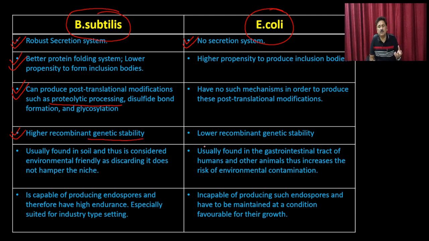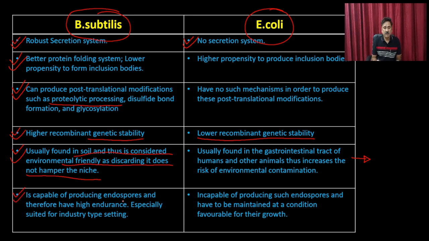This means it is going to keep the recombinant DNA intact for a very, very long time, whereas that is not possible in the E. coli system. Then it is also usually found in soil and is considered environmentally friendly, as discarding it does not hamper the niche, right, because it is present in the soil. So, when you throw this bacteria into the soil, it is not going to contaminate the soil. Compared to that, E. coli is also present in the human gastrointestinal tract, and so when you throw the bacteria into the environment, it is going to contaminate the water, and ultimately it may give rise to pathogenic strains. It may actually cause disease.